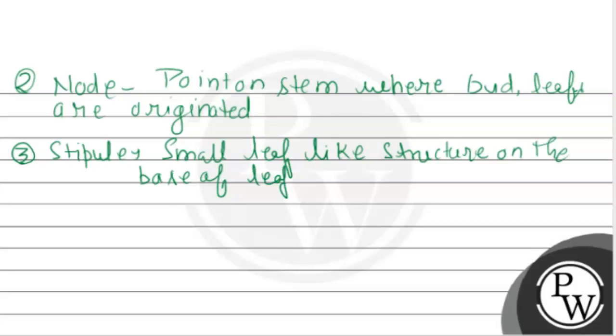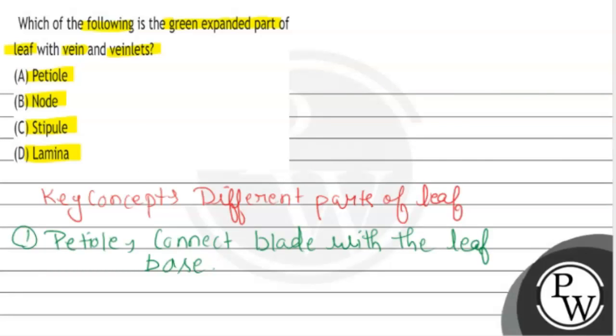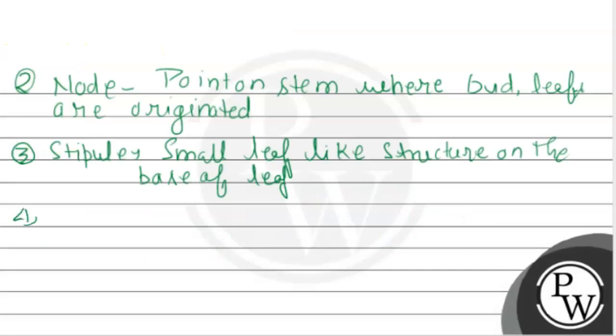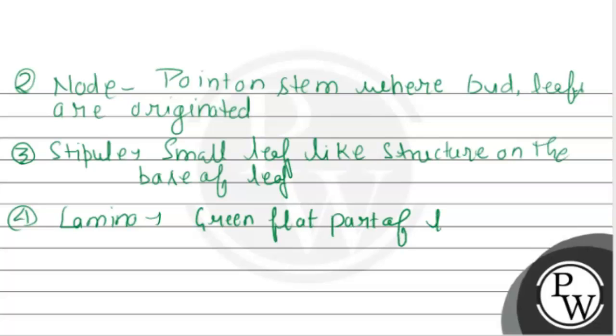Last one is lamina. So what is lamina? Lamina is a green flat part of leaf with vein and winglet. It is a green flat part of leaf with vein and winglet.